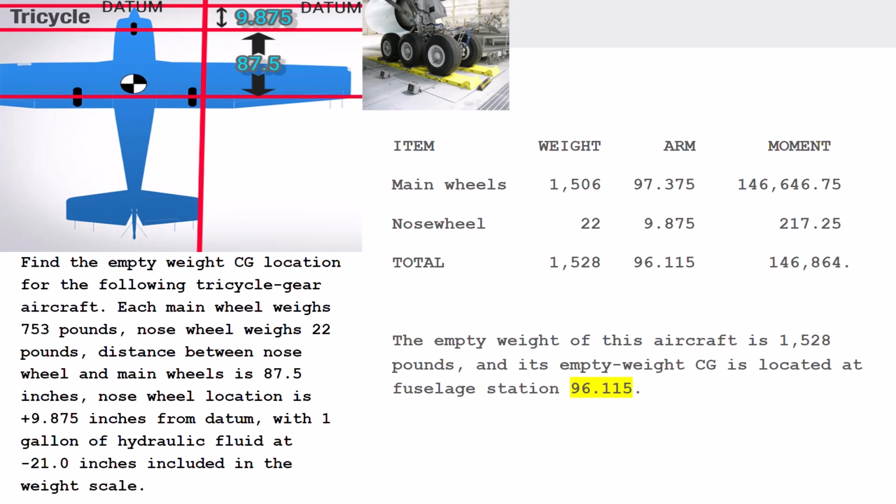We have our nose wheel data, 22 pounds at the station 9.875. So we add up all our moments, we add up all our weights, we divide our new moment by our new weight, and it gives us an empty weight CG at station 96.115. The empty weight of this aircraft is 1,528 pounds, and its empty weight CG is located at fuselage station 96.115.